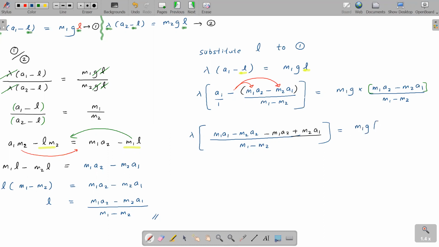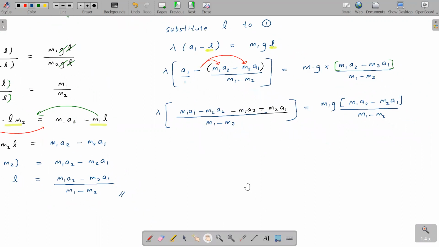Equals M1G times (M1A2 minus M2A1) divided by M1 minus M2. So do we have like terms? Do things cancel out? I get this big term here. I think I can cancel out on both sides. Do you see that M1 minus M2 is a denominator on both sides? So I can cancel out this entire denominator. Do you agree?